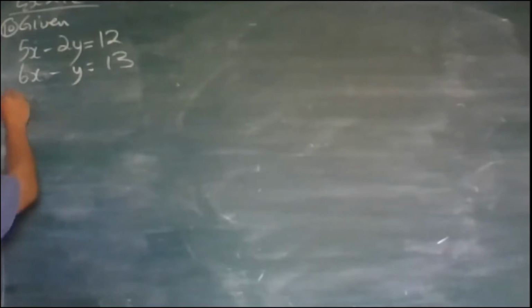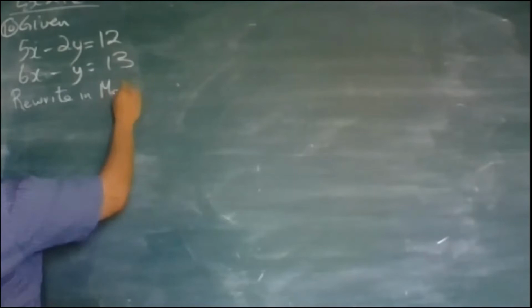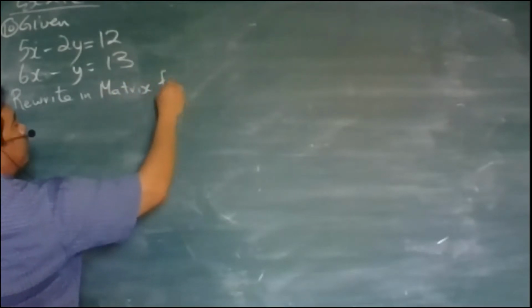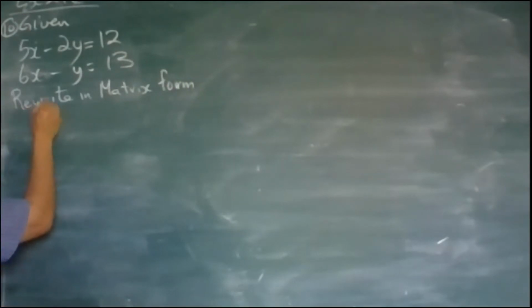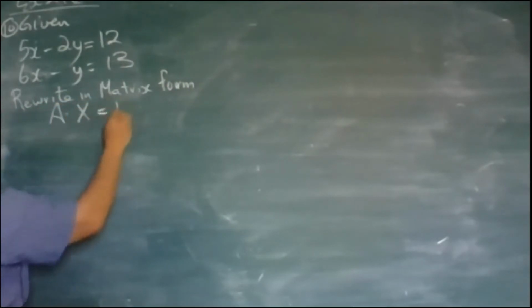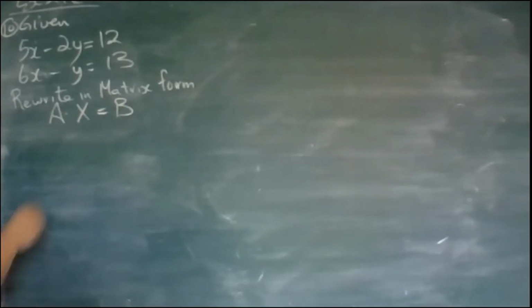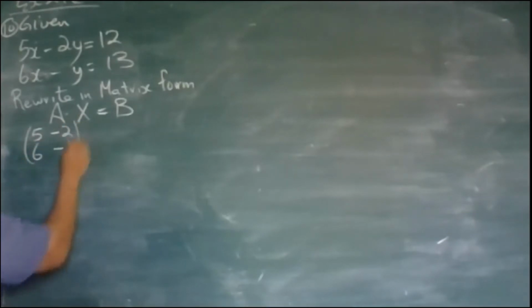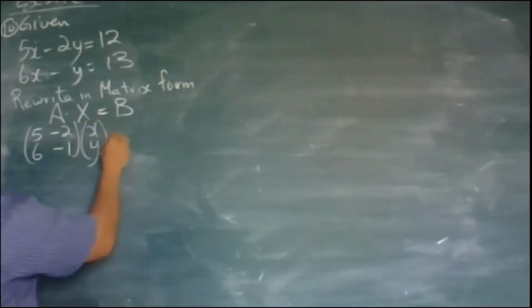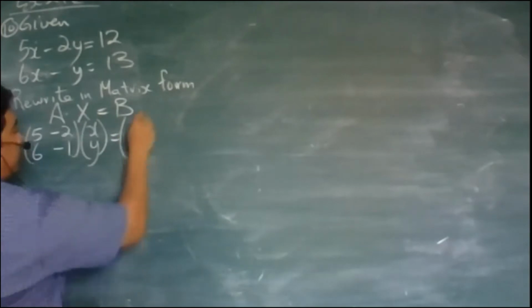So again, first things always first, rewrite in matrix form. Okay, so that's A times X equals B, which is 5, negative 2, 6, negative 1, times x, y, equals 12, 13. All right, so we're going to find the inverse of A.